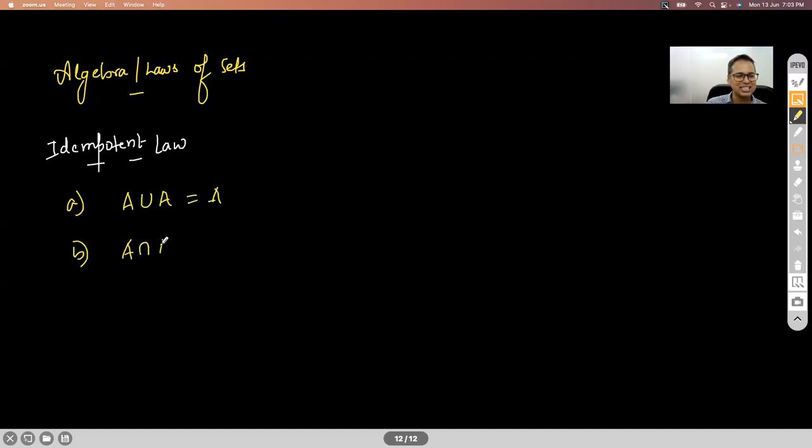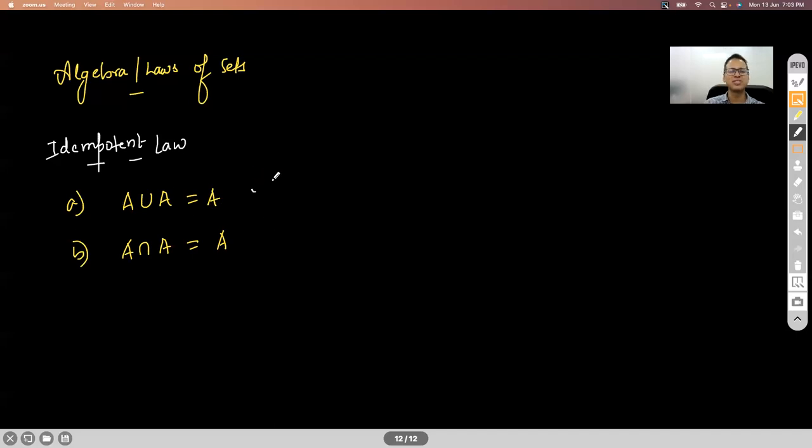So the first law that I'm going to talk about is the idempotent law. What is an idempotent law? The word idempotent means something which is applied to itself, right? So there are two idempotent laws. A union A gives you A, and A intersection A gives you A. Now, if I give you the proof for this, you may laugh and fall off your chair. It is so trivial and obvious, right?